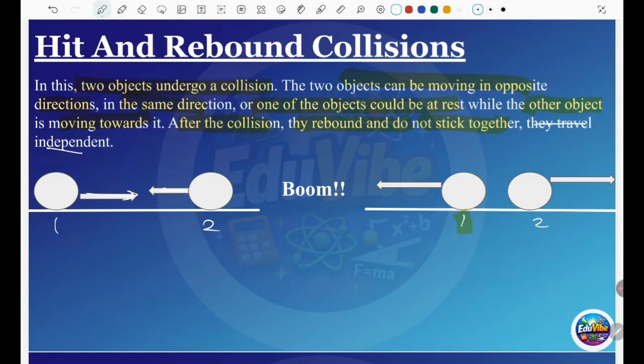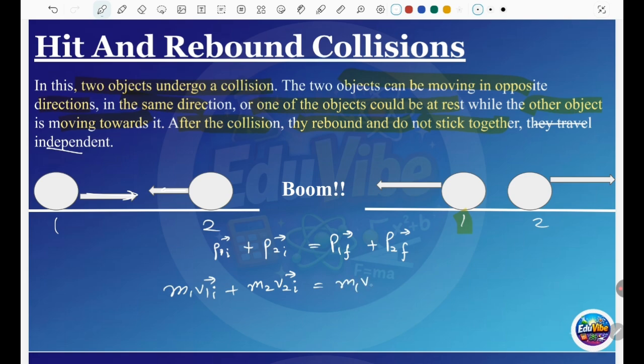So how can we derive the formula for this? Initially, momentum 1 initial plus momentum 2 initial is equal to momentum 1 final plus momentum 2 final. This gives you the formula for hit and rebound. When you derive this further, you get m1 v1 initial plus m2 v2 initial is equal to m1 v1 final plus m2 v2 final.